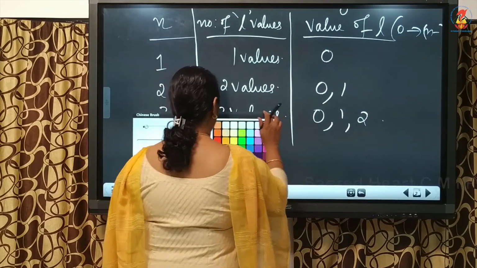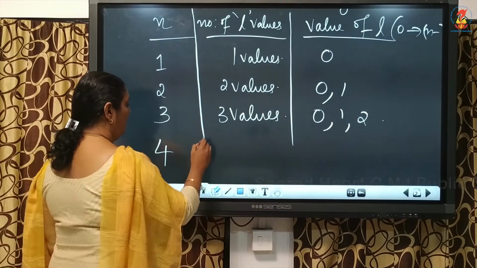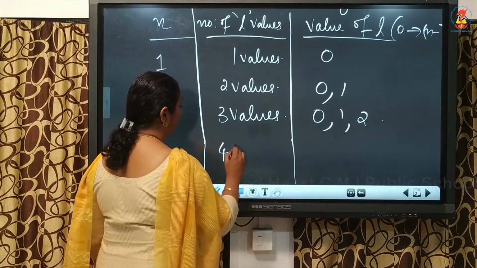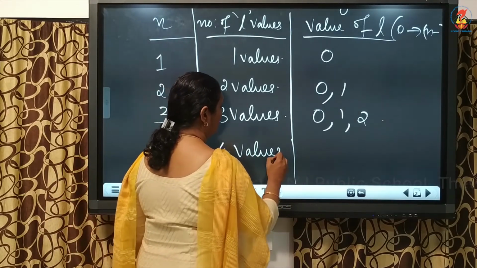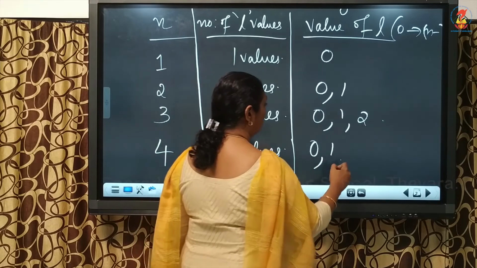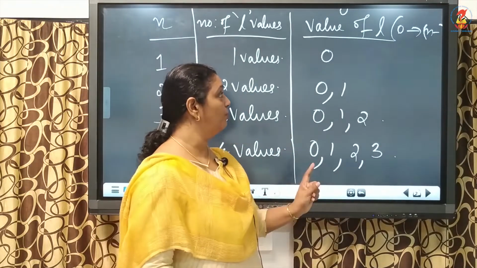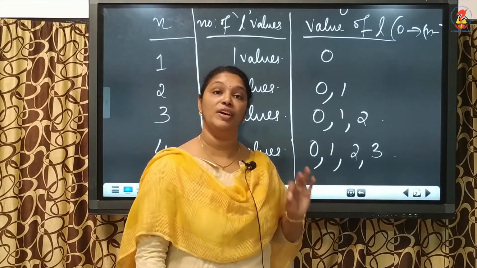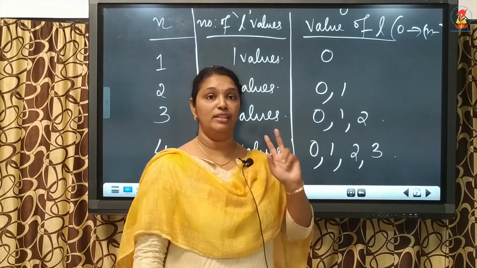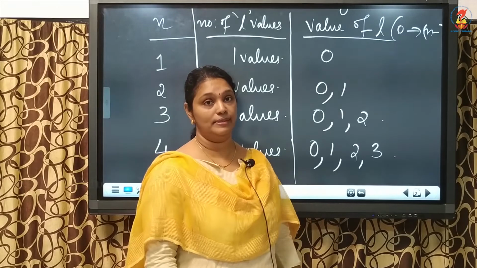Now, last we have n is equal to 4. N is equal to 4, we have 4 values for L. And what are those 4 values? 0, 1, 2, 3. Because 0 to n minus 1, 4 minus 1 is 3. So, 0, 1, 2, 3, 4 values.